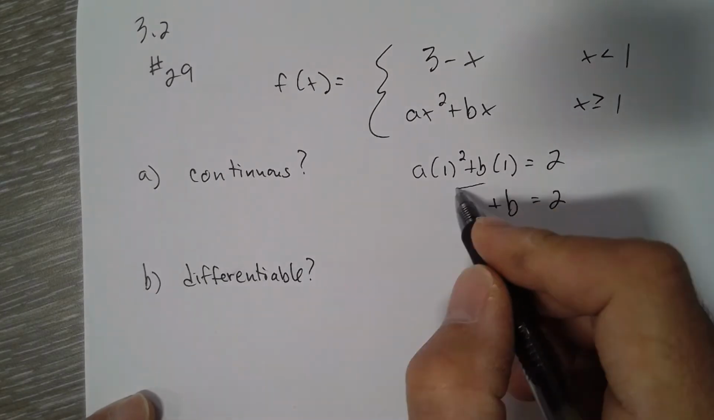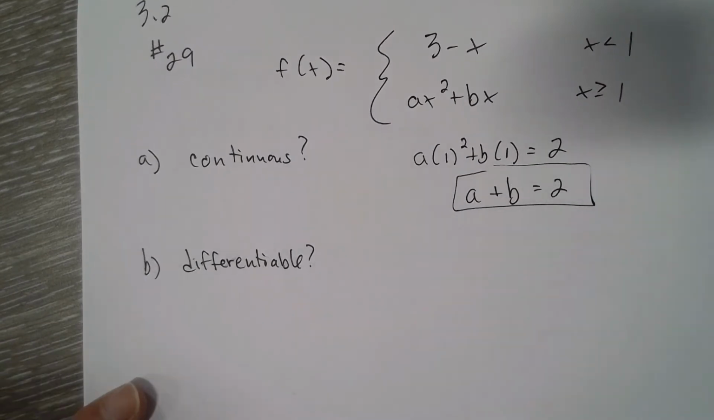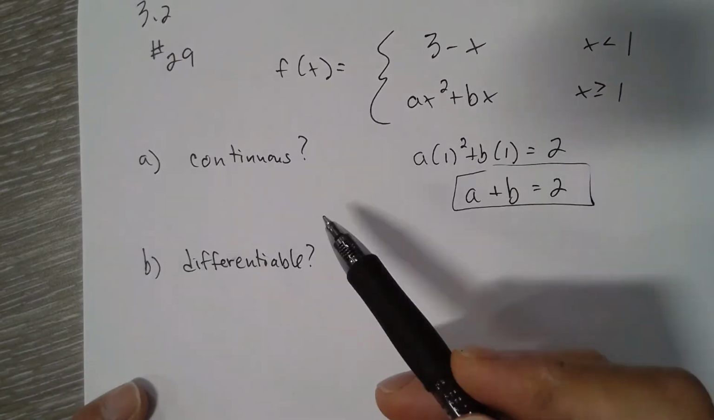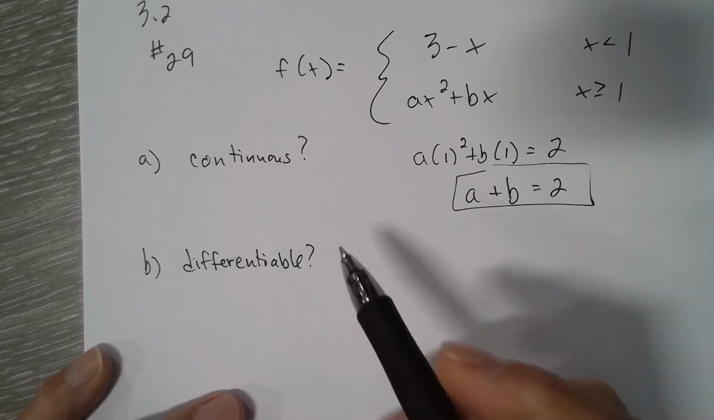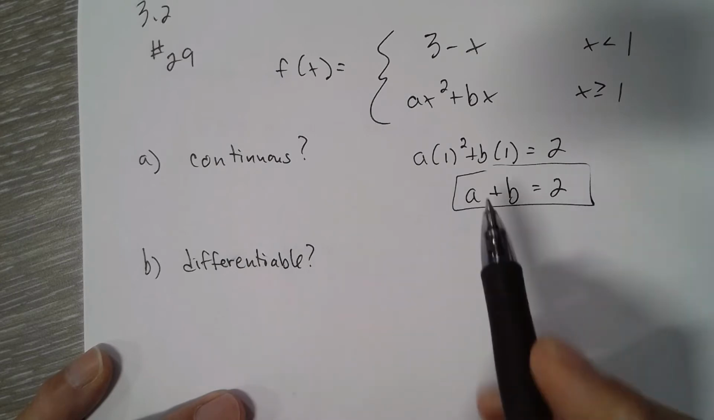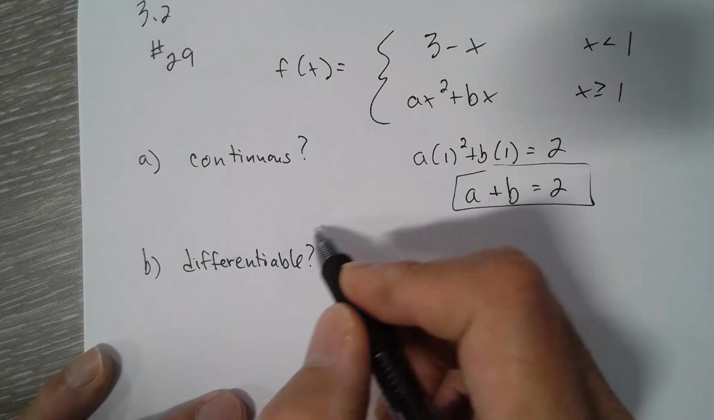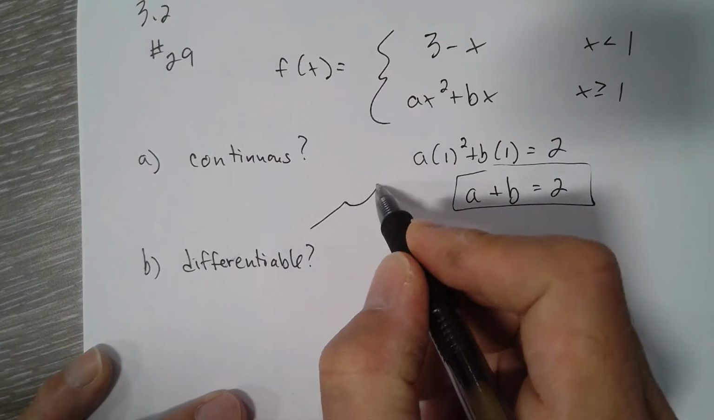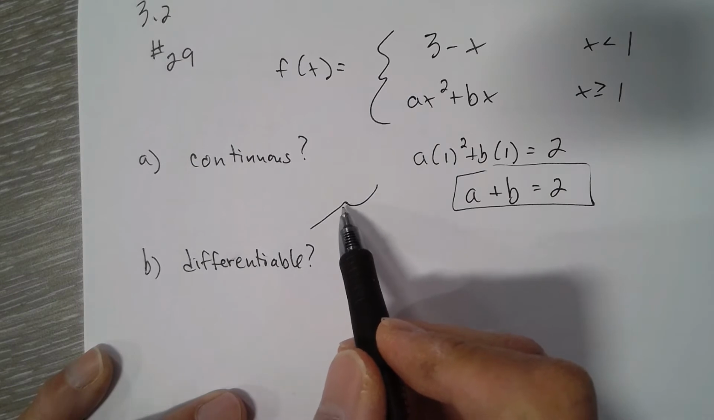Okay, so that's one equation. If we want it to be differentiable, there's two criteria. It has to be continuous, and they have to have the same derivative. Just because it's continuous doesn't mean the derivative exists there, because it might be a corner or a cusp. We got a line and then a parabola, might look like that. It's continuous there, but it's not differentiable.